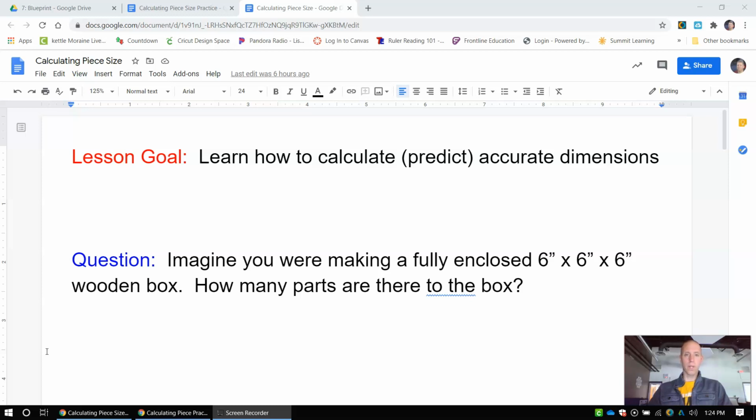And we don't want to get stuck in the workshop with different problems and things not fitting. We want to avoid that as much as possible. And we don't want to waste supplies. So it is important to calculate this so we also don't waste supplies.